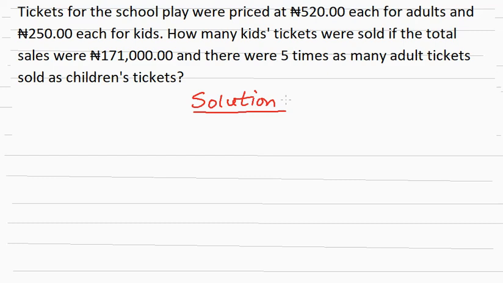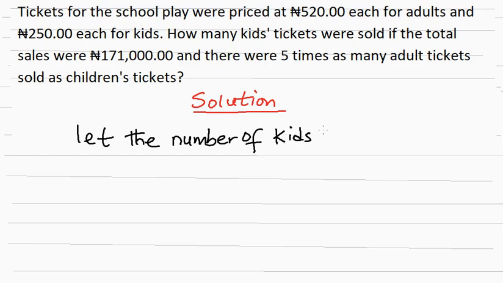So in this case, what we are going to do is this. We still go by, so please pardon me, let me change the color. All right. So we can go by saying let the number of kids' tickets, let's call it n.